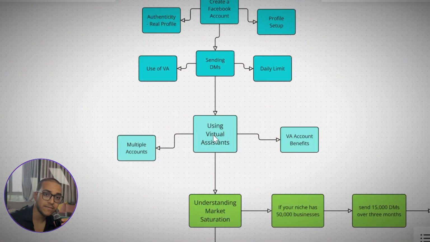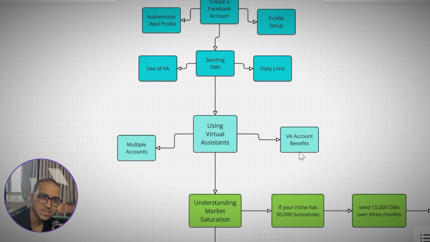The second advantage to having a VA send these is it's easy to scale. You can basically use the VA Facebook account. So when the account is blocked, it's going to be very easy to get it back because it's in their names.